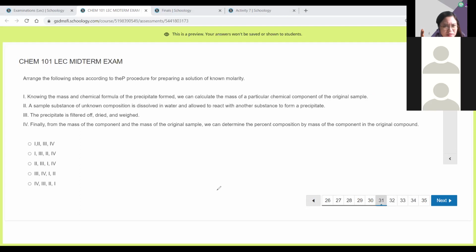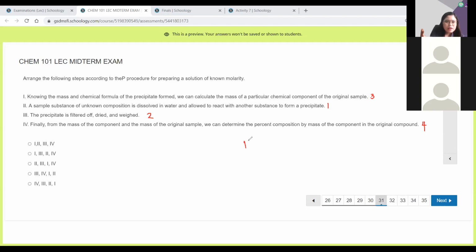A sample substance of unknown composition is dissolved in water and allowed to react with another substance to form a precipitate, and this is number 1. And then the precipitate is filtered off. This is number 2. Dried and weighed. And then once we know the mass, then yes, we can calculate. So this is 3. Finally, from the mass of the component and the mass of the original sample, we can determine the percent composition by mass of the component in the original compound. Okay, so this is it.